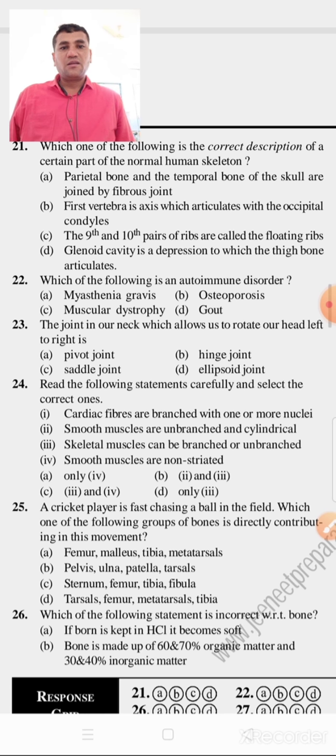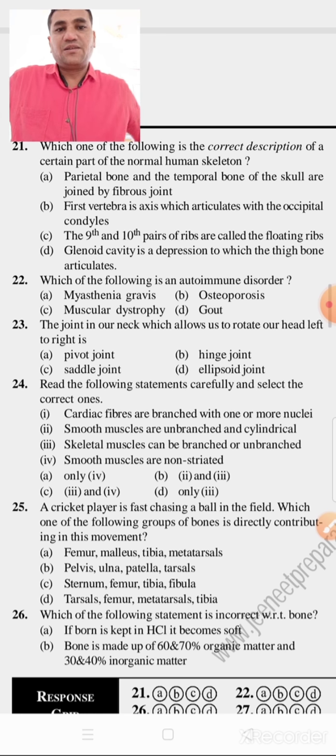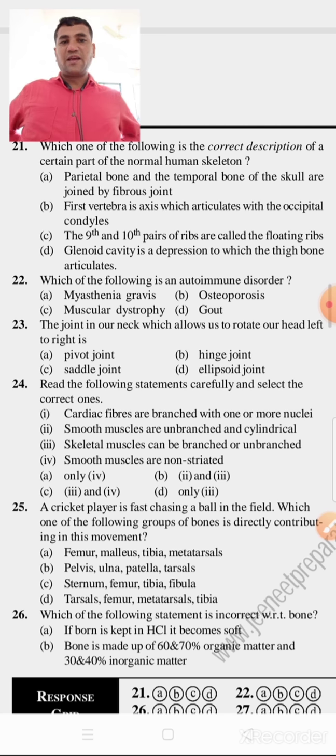So here, cardiac fibers are branched with one or more nuclei. Smooth muscles are spindle shaped, they are involuntary muscles with single nuclei. They are not branched. Smooth muscles are unbranched, and they are in the shape of a cone or spindle shape.